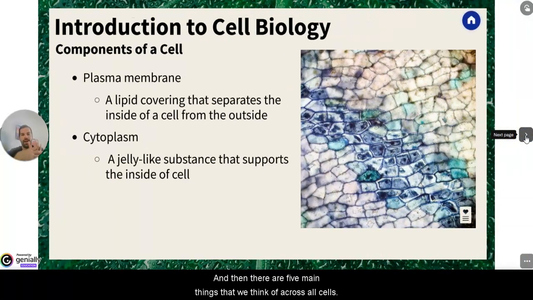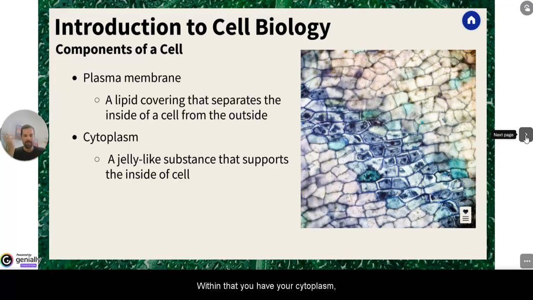And then there are 5 main things that we think of across all cells. All cells have a plasma membrane, which we talked about with lipids last week. These plasma membranes are made up of some layer of lipid, like phospholipids, that separate the cell's insides from its outside. So you've got this soft, flexible layer that separates it from the surroundings.